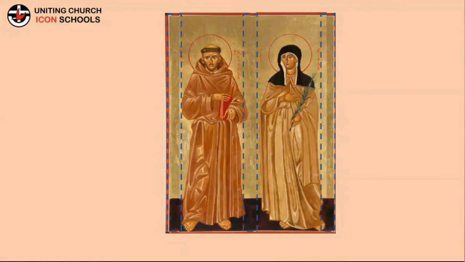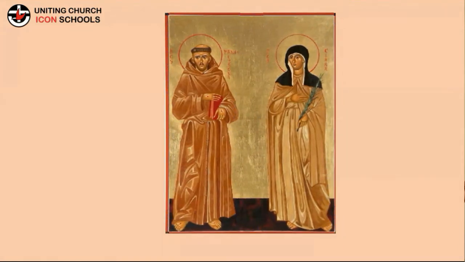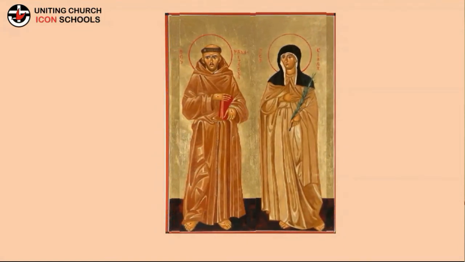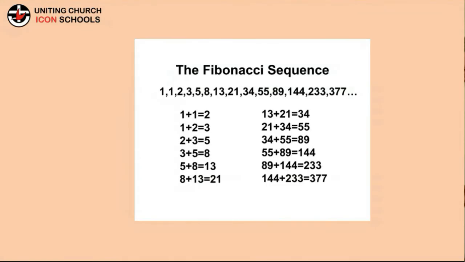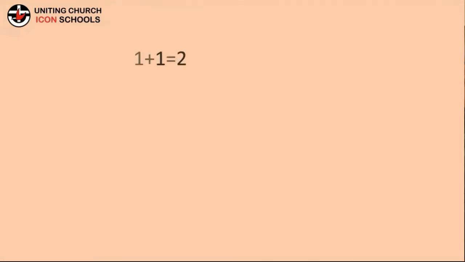I thought, well, what about the Fibonacci sequence? The Fibonacci sequence works in an interesting way. 1 plus 1 equals 2. 1 plus 2 equals 3. Then take these two numbers, 2 and 3, and add them together and you get 5. Take these two numbers and you get 8. Take these two numbers and you get 13. And it keeps going and going and going.